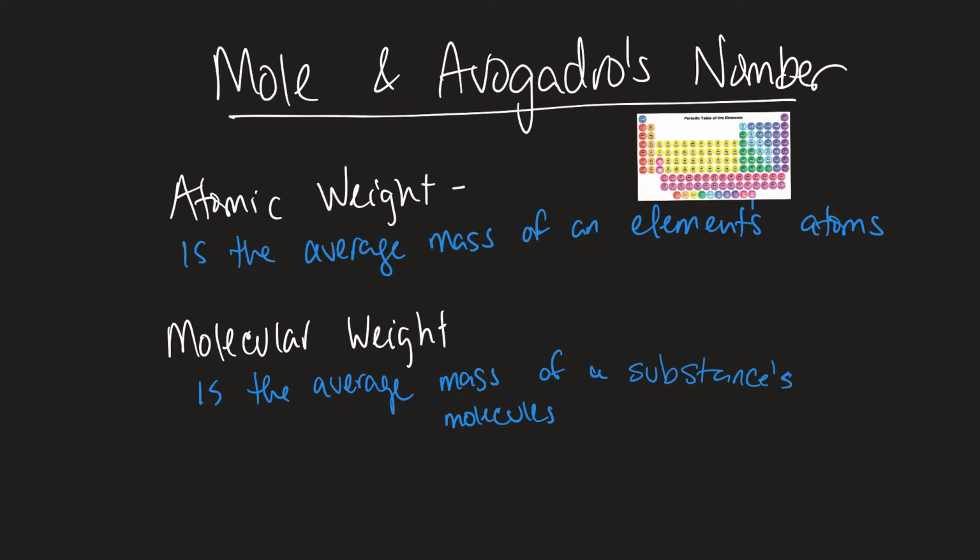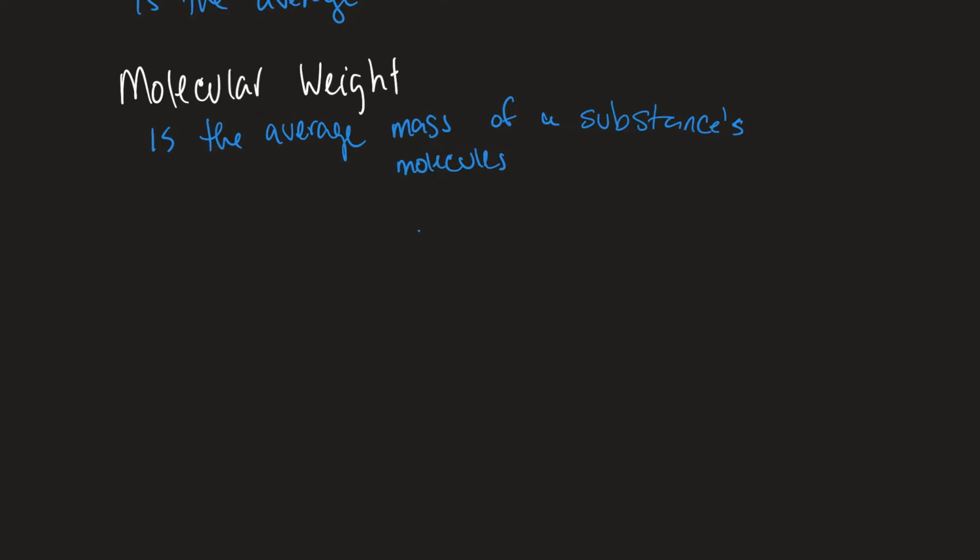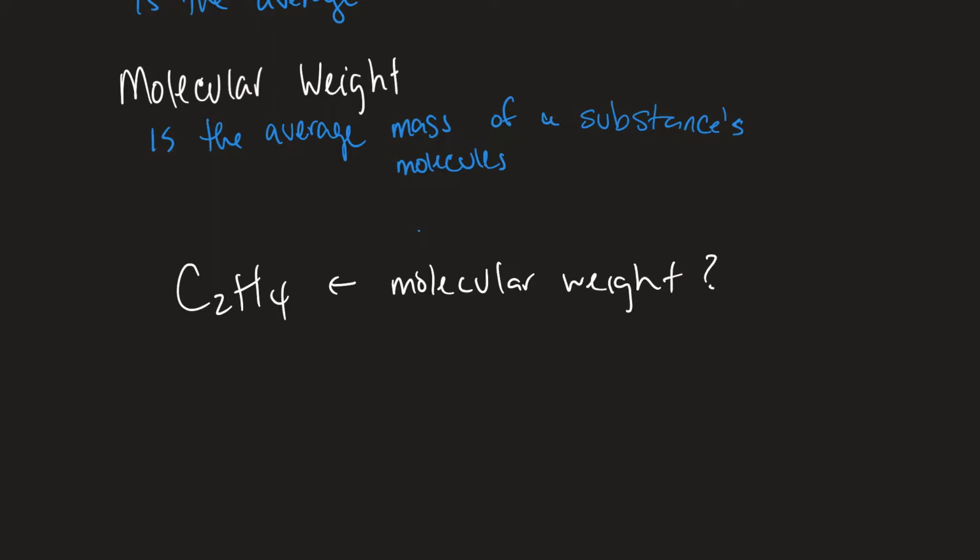For example, let's talk about the compound C2H4. I want to figure out the molecular weight of this compound. This compound is called ethylene. So what you'll do is look at the atomic weights for each of the elements that make up this compound. You want to look up the atomic weight of carbon and the atomic weight of hydrogen. Okay, so let's pull up a periodic table and see what we're talking about.